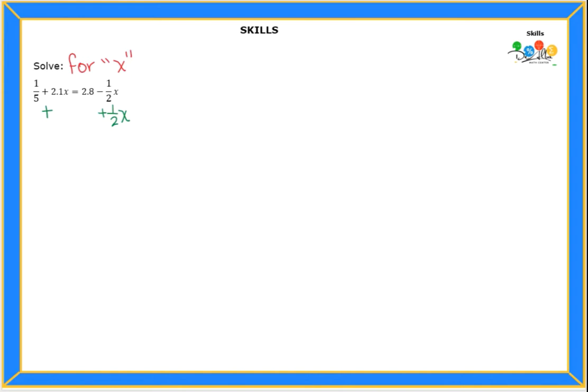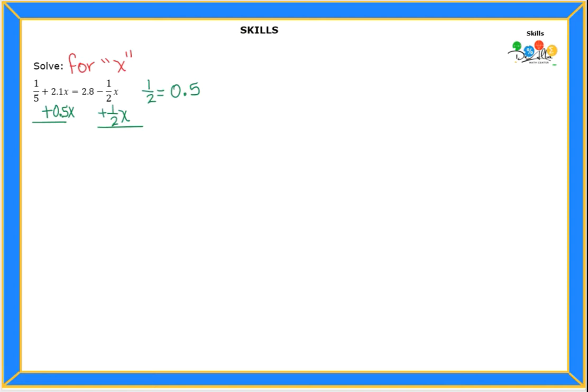But before I write the half x on the left, I notice that there's a 2.1x, which is a decimal. So instead of writing the fraction, I would change that to a decimal. So I know that 1/2 is the same as 0.5. So I'm going to write down that decimal. And remember, whatever you do on one side, you do it to the other one.